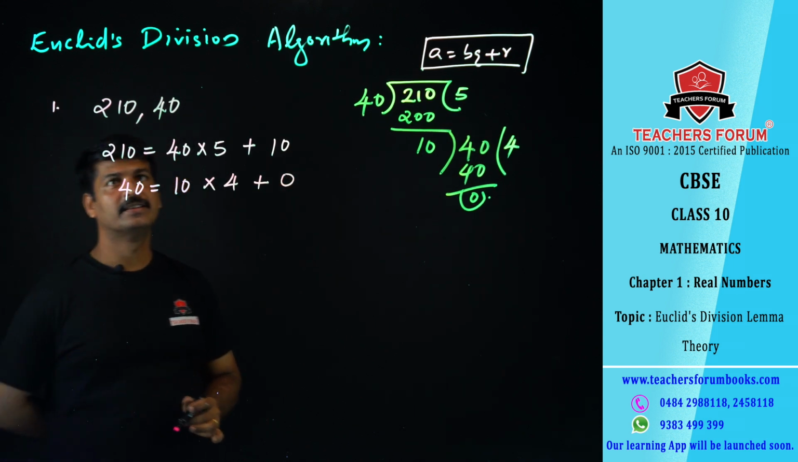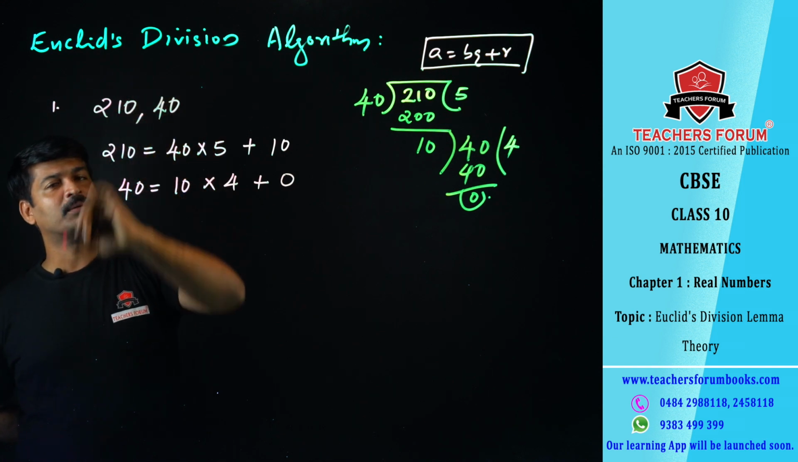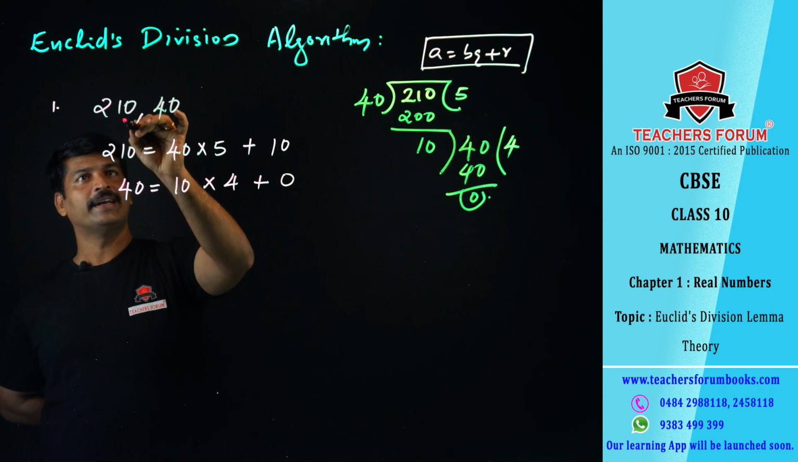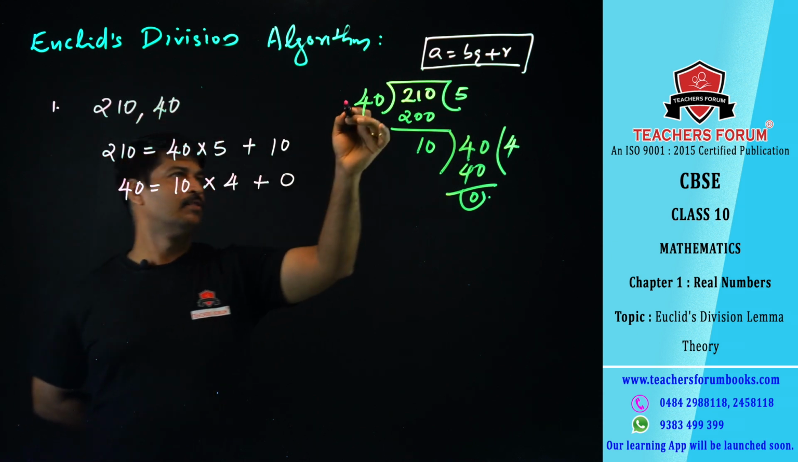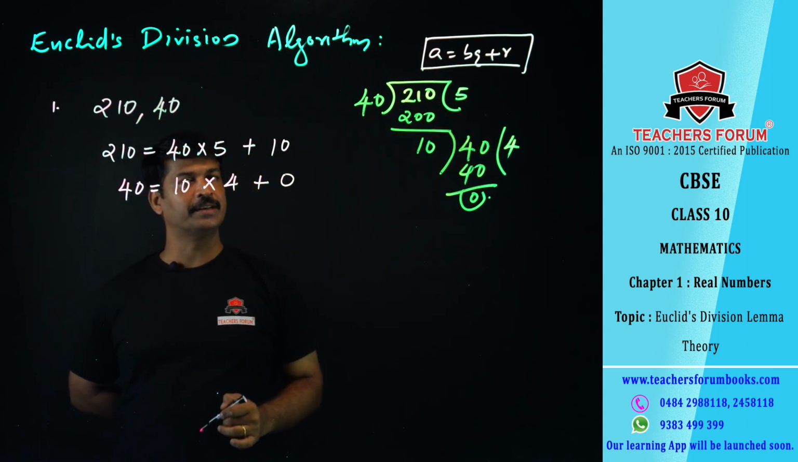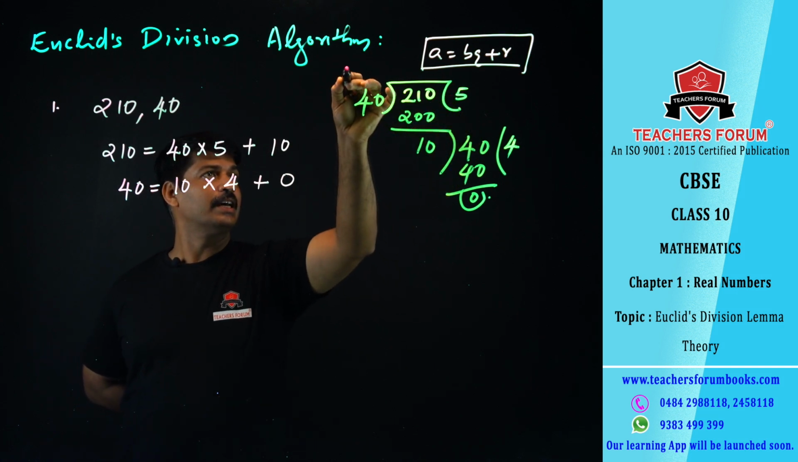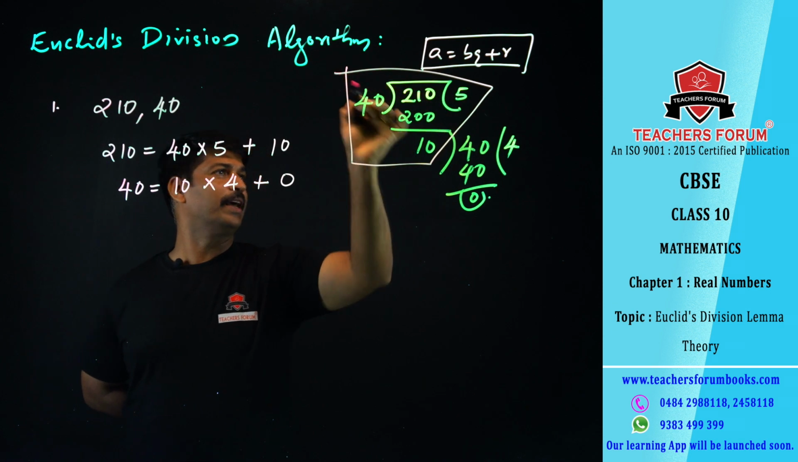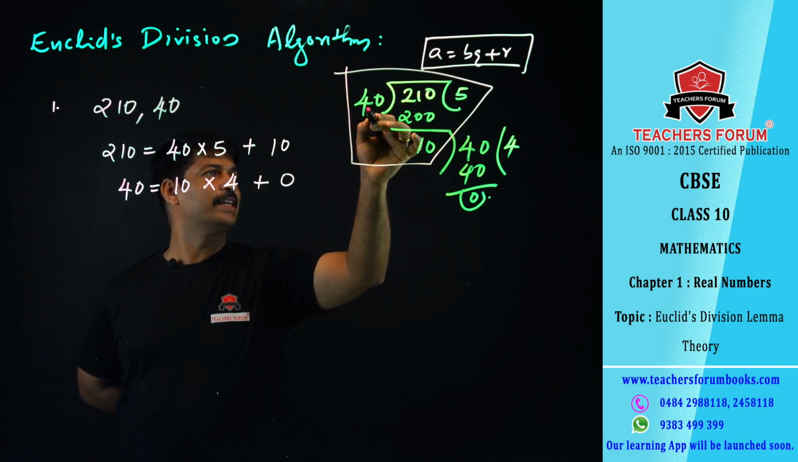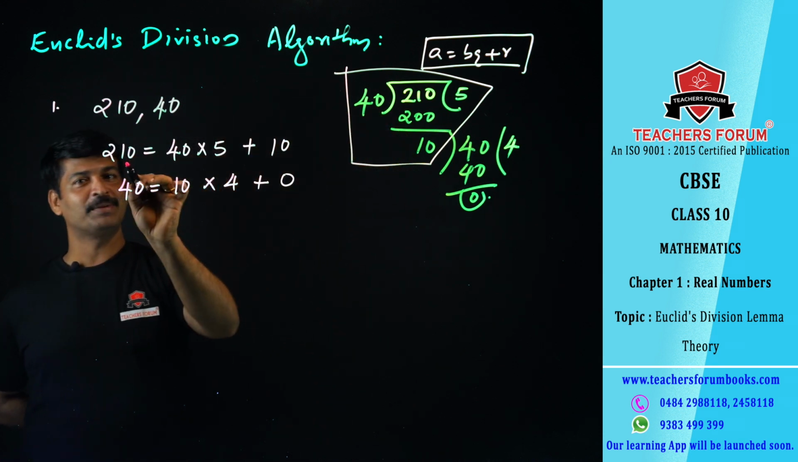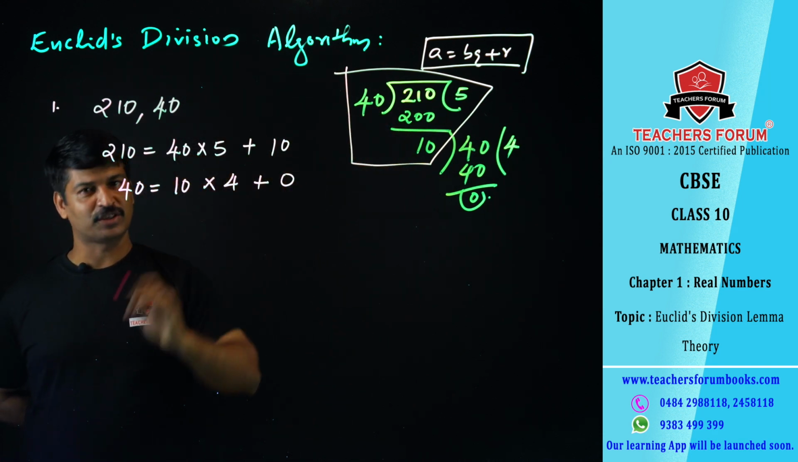So what we have done here, from the given two numbers, you select the larger one, that is 210 here. So you divide 210 by 40. 40 goes 5 times in 210. 5 40s are 200, remainder 10. So here you can apply dividend is equal to divisor into quotient plus the remainder. So 210 can be written as 40 into 5 plus 10.